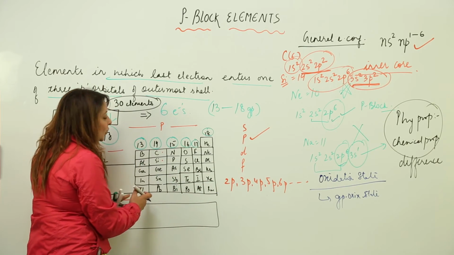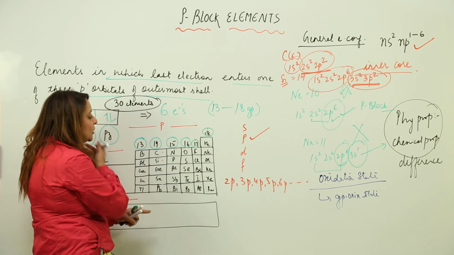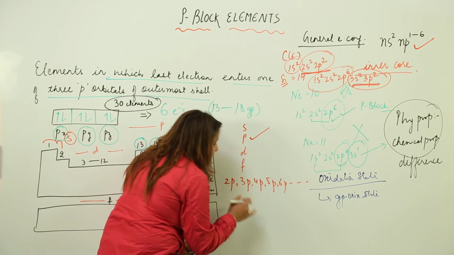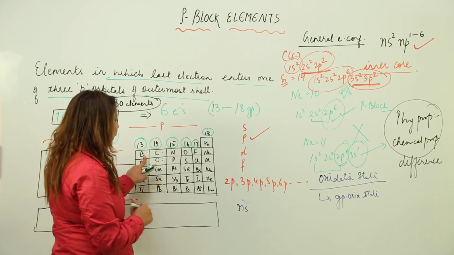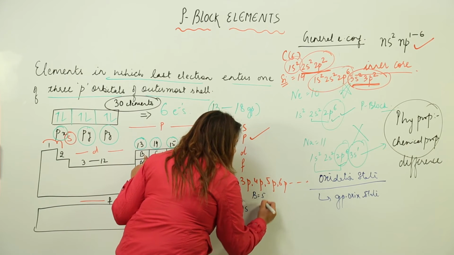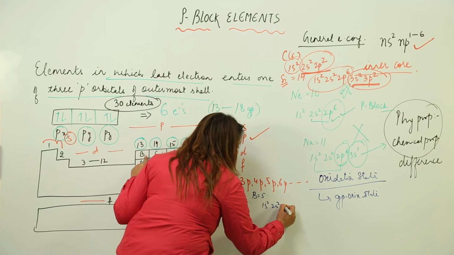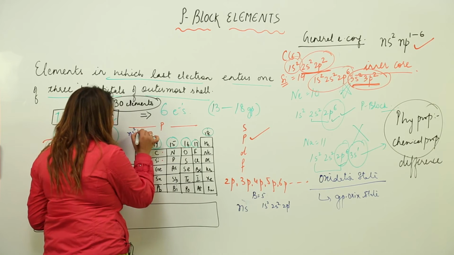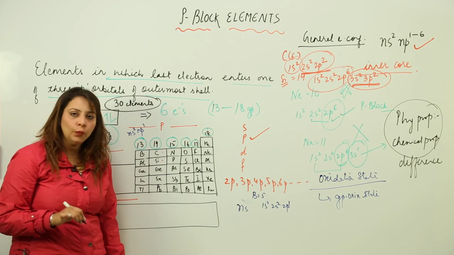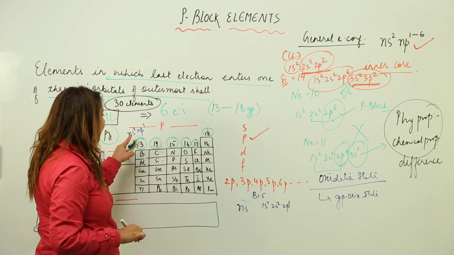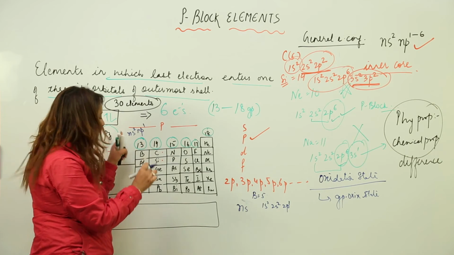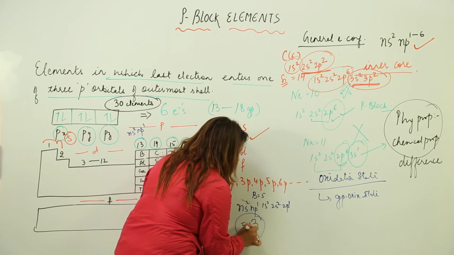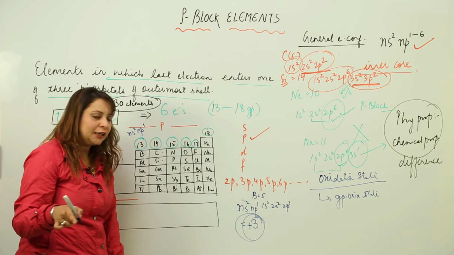Suppose I am talking about group 13. Its group oxidation state is equal to either the number of s and p electrons. If I write its electronic configuration, I know boron is 5, so it is going to be 1s2, 2s2, 2p1. So for this group, the general electronic configuration is ns2 np1. Either the group oxidation state is equal to the number of s and p electrons, that is 2 plus 1.